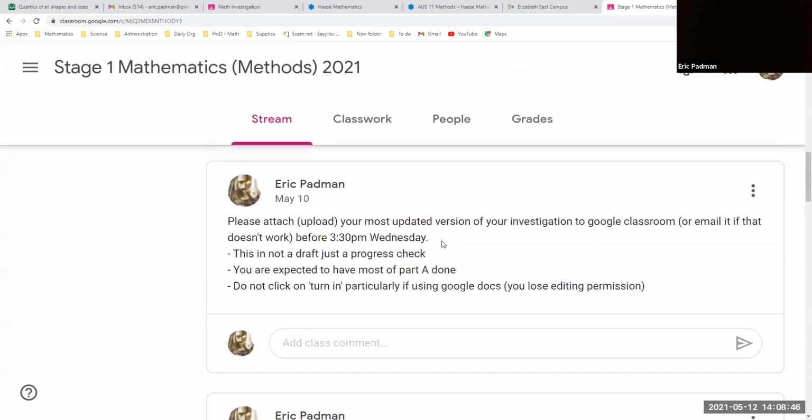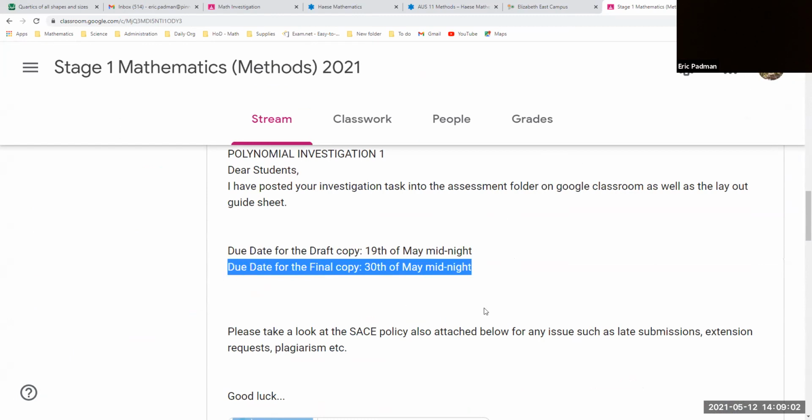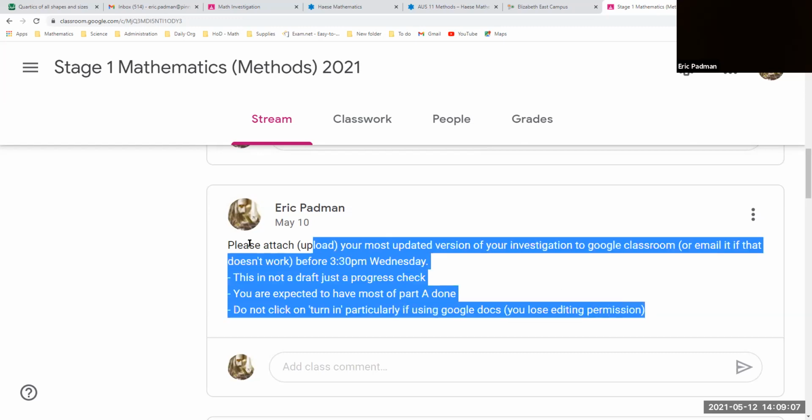You have another week or so, a week from today, and a few hours for submission of your draft. You are welcome to hand up a draft earlier for your polynomial investigation. The final is due on the 30th. But my expectation is that I would like to see what you have done by the end of today. So you have a few hours to upload something that you've been working on, and I will check the next couple of days to see whether I'm satisfied with your progress or not.